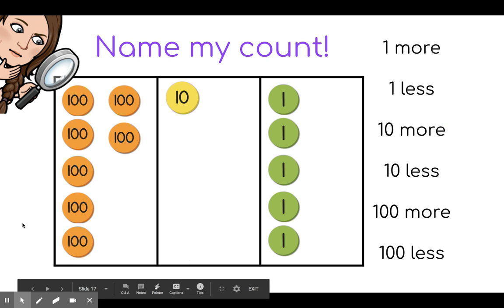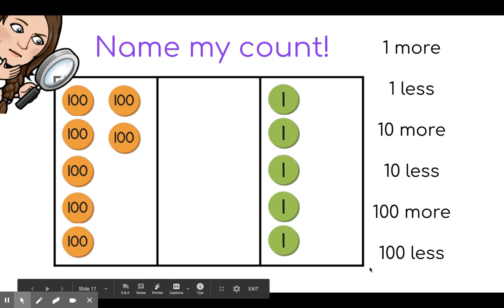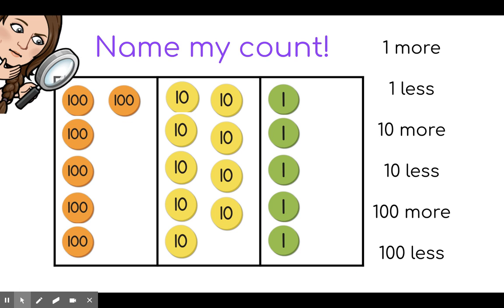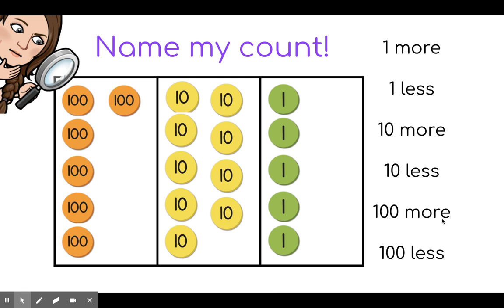Let's try another one. Here I have 715. Watch as I add some more place value discs. 715, 705, 695. Can you tell what I'm doing? What do you think? Am I adding one more? One less? 10 more? 10 less? 100? I started at 715.